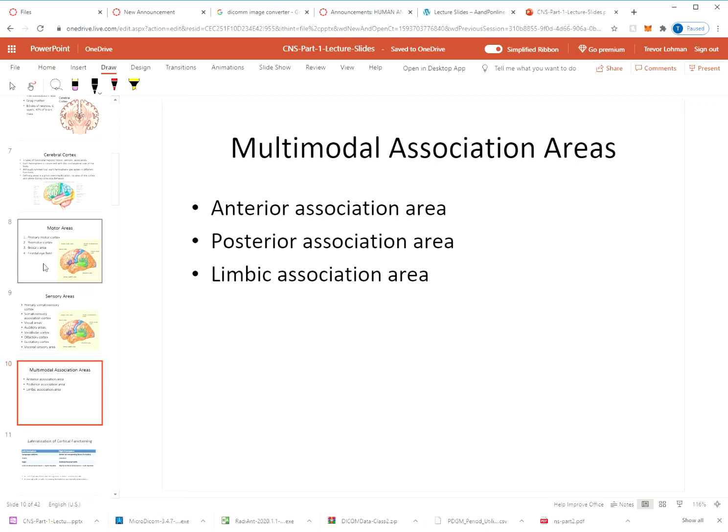So the first is the anterior association area, often called the prefrontal cortex. This is the most complicated cortical region of all, and it's involved with intellect, complex learning abilities, recall, personality, working memory, abstract ideas, judgment, reasoning, persistence, planning. It's the most slowly developing area of the brain.